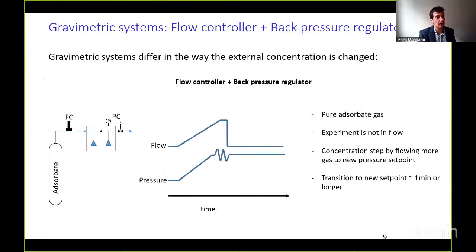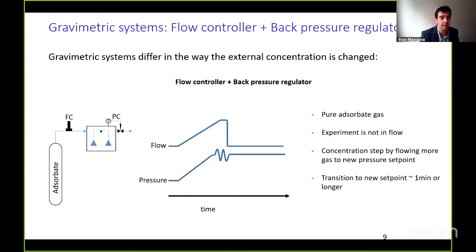So we'll go through some of the simplest examples of gravimetric systems. The first configuration is one in which the pressure step is applied by having a mass flow controller feed extra gas inside the chamber, and then having a pressure regulator to reach the new set point. The schematic diagram here shows how this normally happens. So the flow increases, the pressure increases, and this transition to the new set point is normally in the range of a few minutes, because with a microbalance you want to avoid abrupt changes that would affect the stability of the balance.